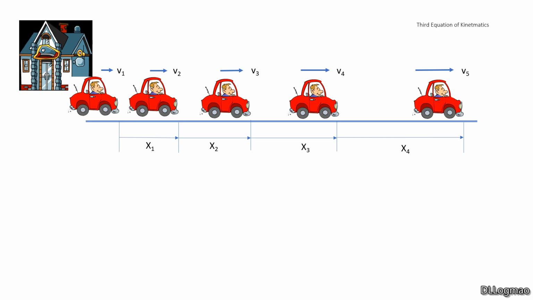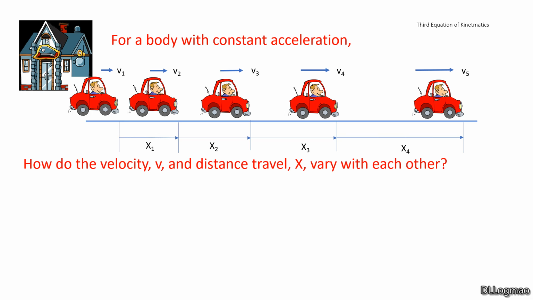How about the relationship between the velocity and distance traveled? How will you calculate either the velocity or the displacement when the time of travel is not provided? For a body with constant acceleration, how do the velocity and distance traveled vary with each other? Let's derive the relationship between these variables.